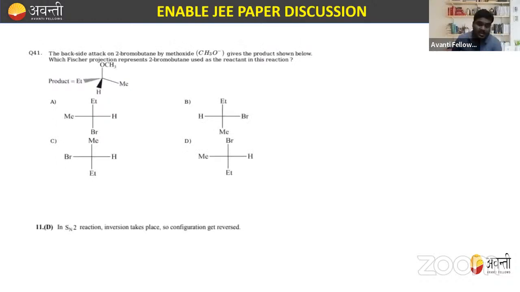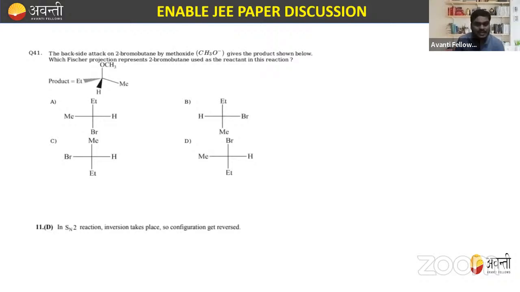Next question, and this is one of the very important questions. So what does the question ask, beta? In this question, the backside attack on 2-bromobutane by methoxide gives the product shown below. Which Fischer projection represents the 2-bromobutane? So you have to identify the correct one.